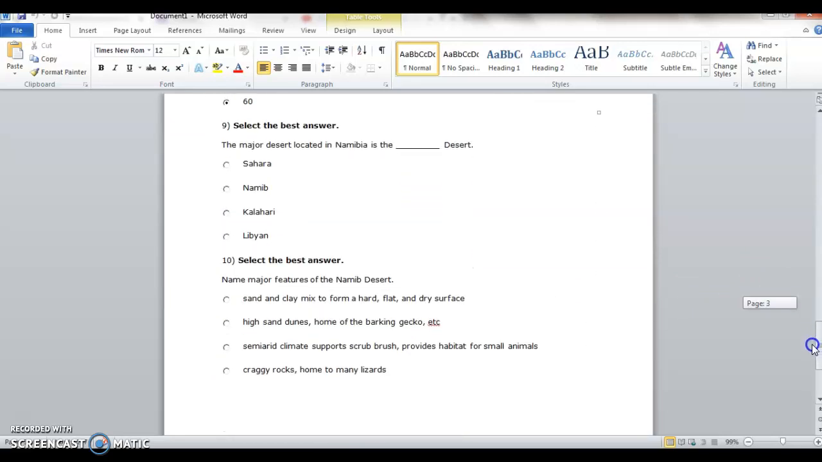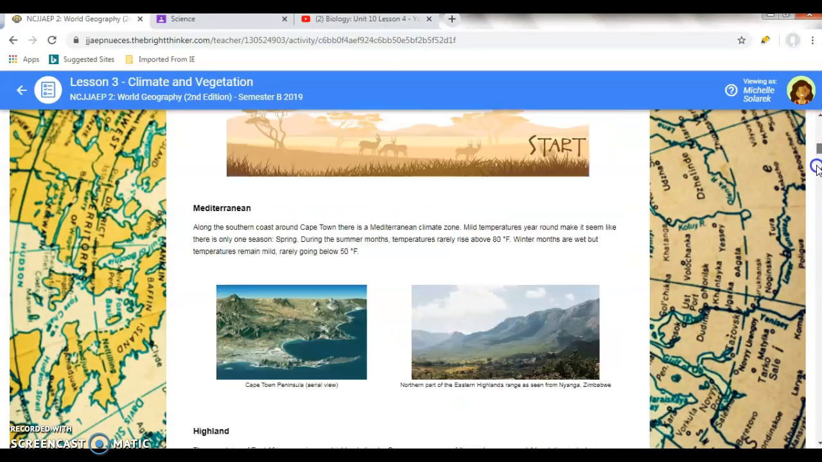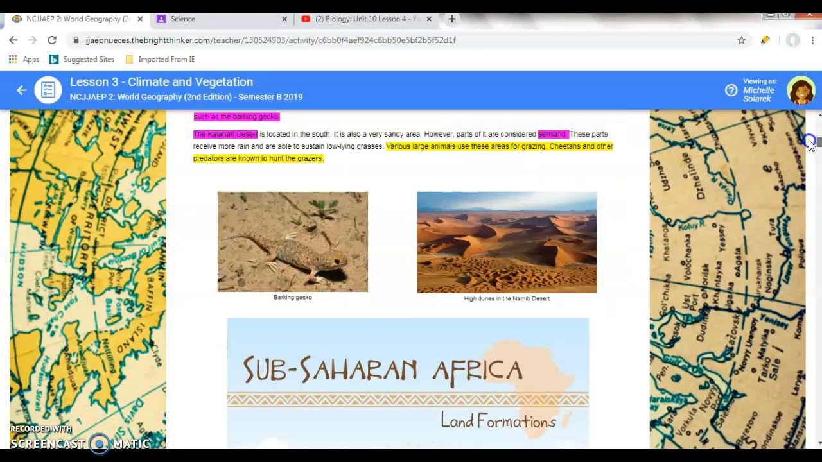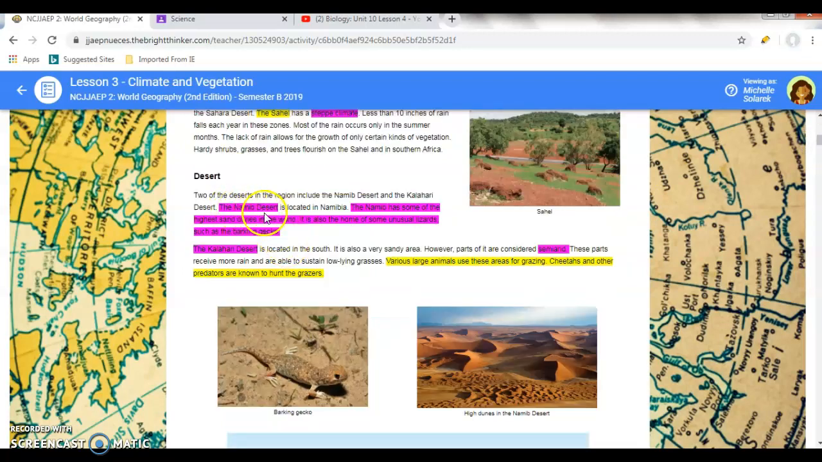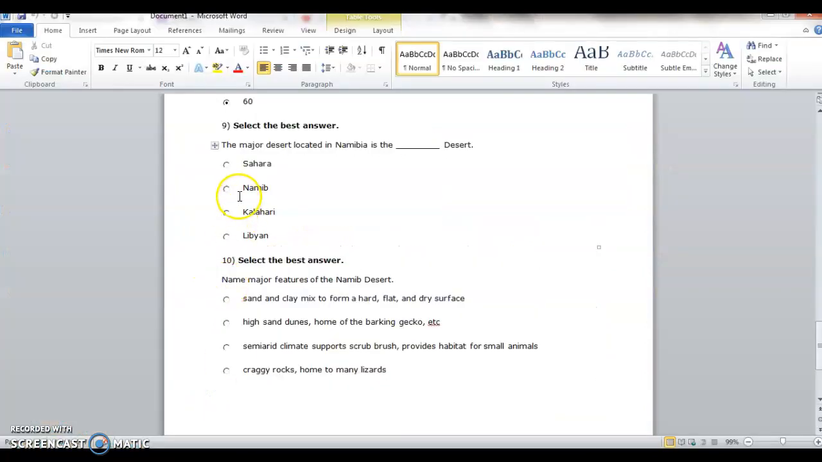Number 9, the major desert located in Namibia is the blank desert, which, if you go down, where it talks about the deserts, the Namib Desert is located in Namibia and has the highest sand dunes in the world. So we could go ahead and click that as the answer.